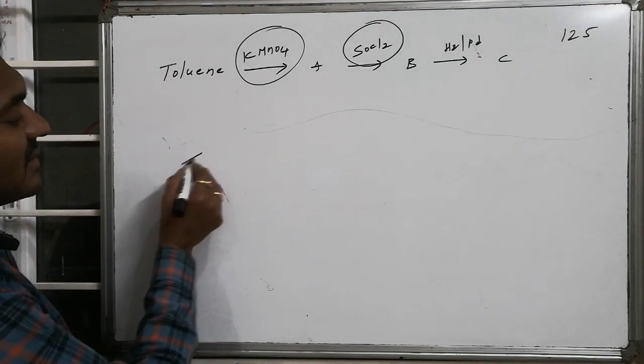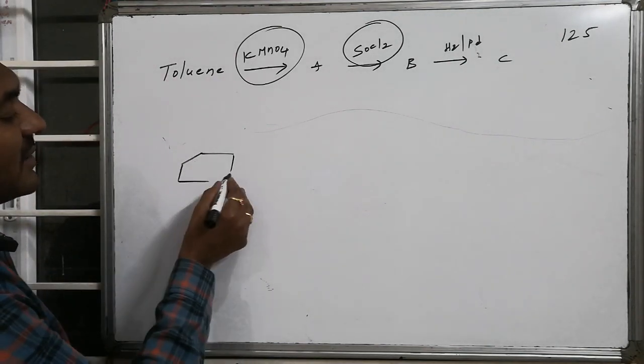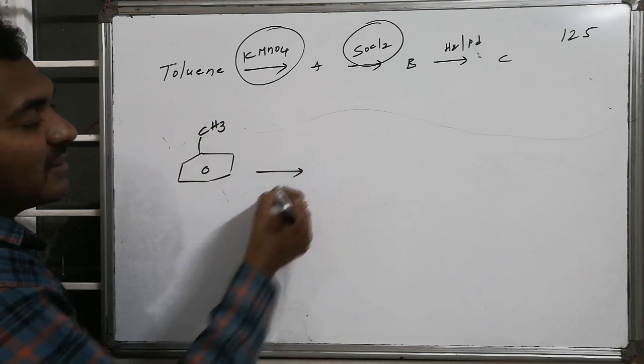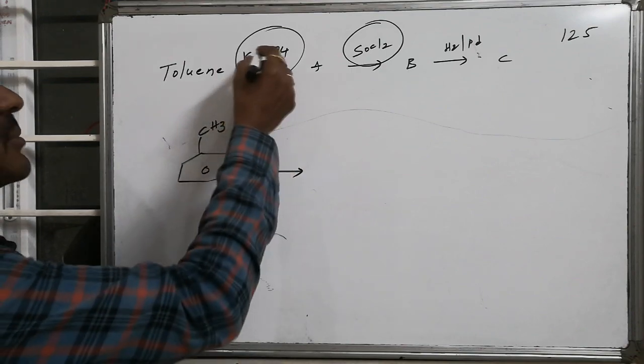As we know, this is toluene. Toluene is methyl benzene. Methyl benzene is known as toluene. This toluene is subjected to KMnO4.